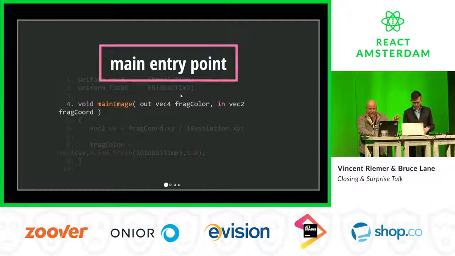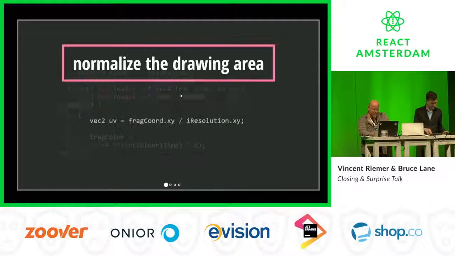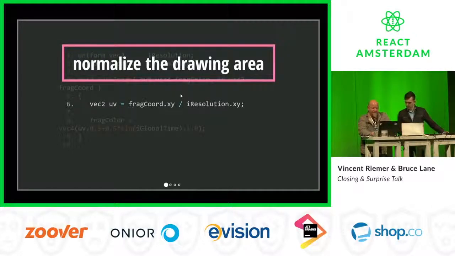You got the main entry point for your program, which takes a vec2 as an input, and it outputs a color, which is RGBA and alpha. So we start to normalize the drawing area to get values from 0 to 1. So actually, in the bottom left, you've got 0, 0. And on the top right, you get 1, 1.